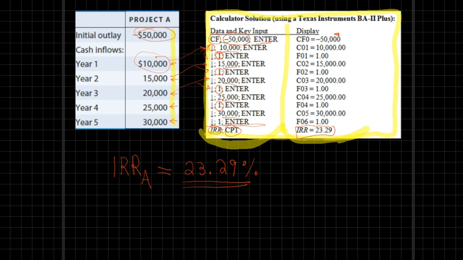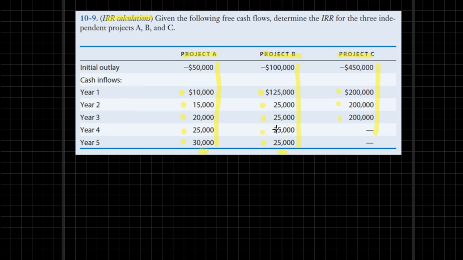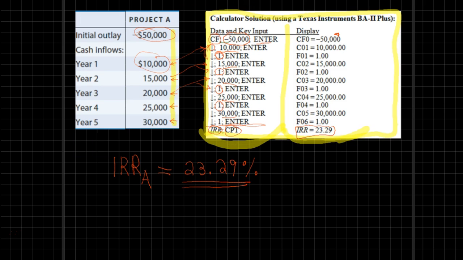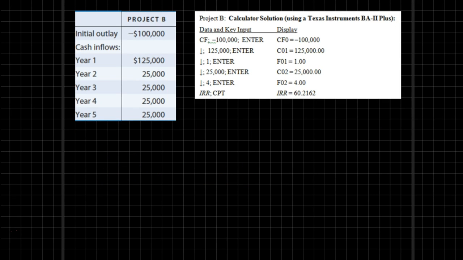Let's have a look at project B. Before I do, actually, let me go back and see if there's any required rate of return given in the problem. None is given, so we do not have to make a decision whether we want to accept a project or not. So let's go back to project A. We decided that we are done with the IRR calculation for project A. Let's do the same thing for project B.